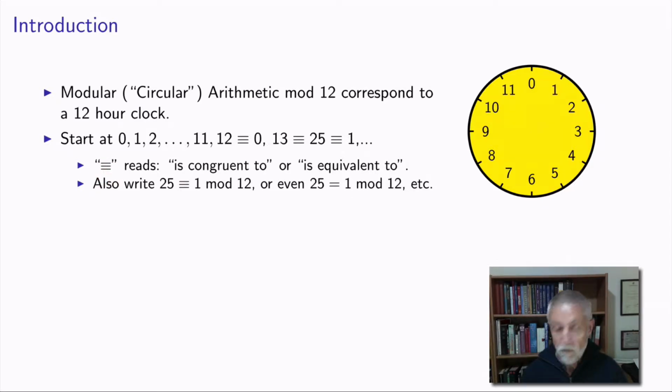Notation that we read as is congruent to or is equivalent to. And sometimes we write 25 is equivalent to 1 mod 12 if it's not clear what we're taking modulo with respect to, or even 25 is equal to 1 mod 12.